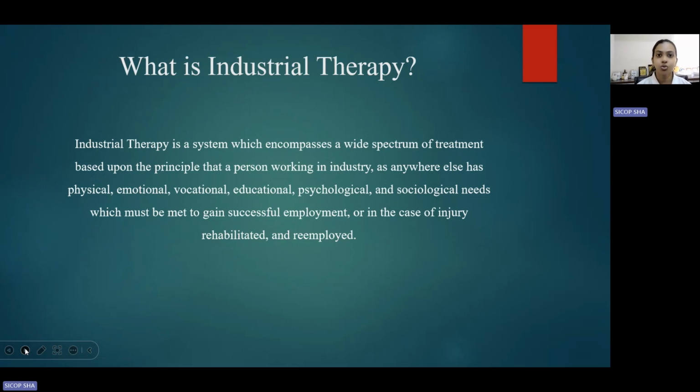So earlier we used to only follow a medical model where the emphasis was given to only treating the disease as a whole. But industrial therapy also considers the environmental, sociological, and psychological aspects of the worker.